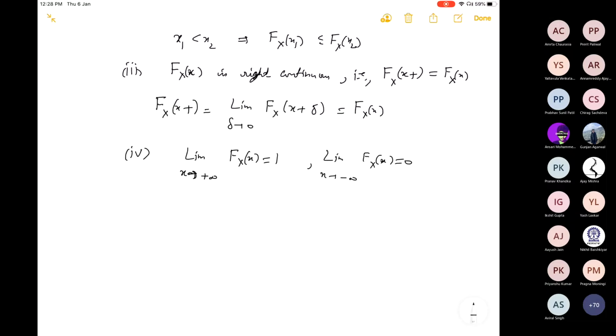Also, F of a can be written as, okay, we can write down probability of x equal to a as Fx a minus Fx a minus, just below a, because this can be written as probability x is less than or equal to a minus probability x is less than a. So that is just below a. So Fx a minus Fx a minus.